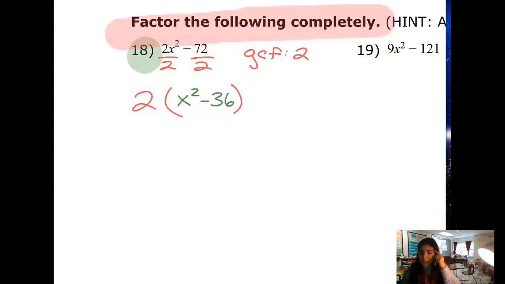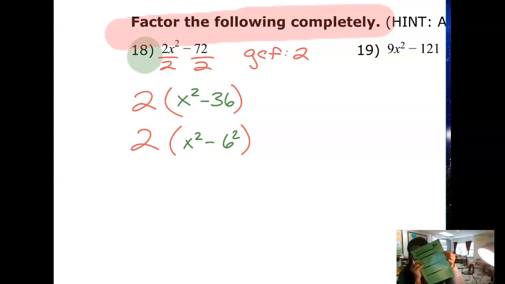Again, I should be thinking, this is a difference, because I'm subtracting, of 2 perfect squares. If you don't see the difference of 2 squares, you totally can set up an X puzzle and solve, and factor it. But if you notice that this is actually, if I rewrite this, x squared minus 6 squared. The difference of two squares pattern is number 2 on your formula chart. And it says if you have something squared minus another thing squared, it factors to the first minus second, first plus second.